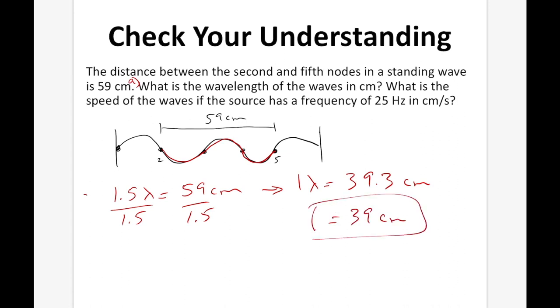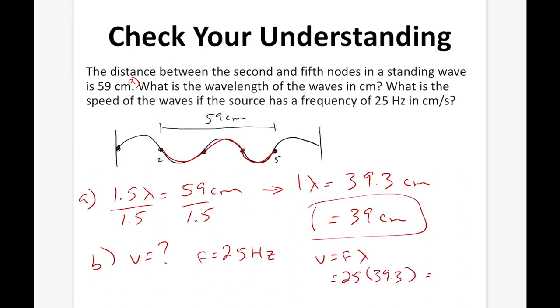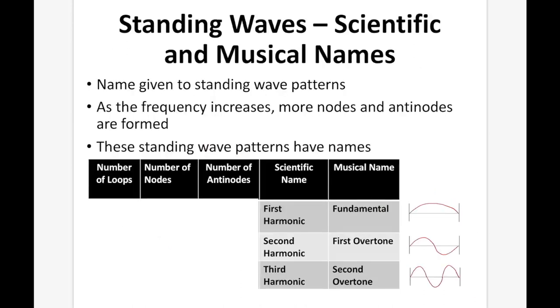So that's A. Now B says, what is the speed of the wave? So V, if the frequency is 25 Hertz. So V is going to equal f lambda, 25 times 39.3 equals 983 centimeters per second. Now we need 2 sig digs in our answer, so our final answer is going to be 980 centimeters per second.